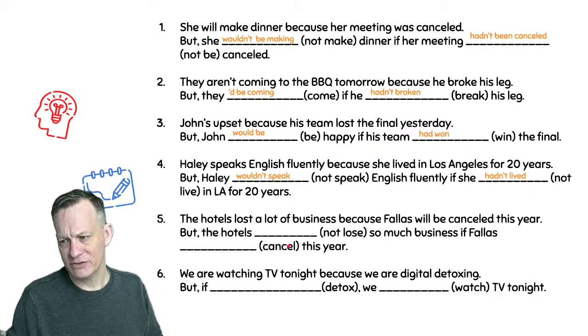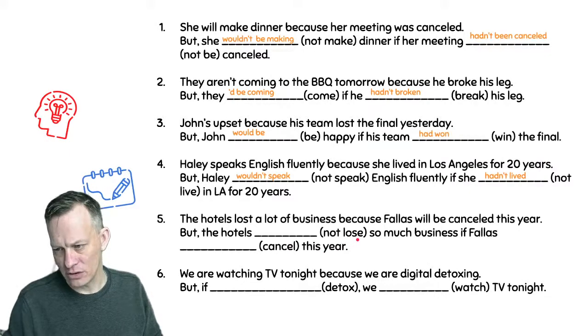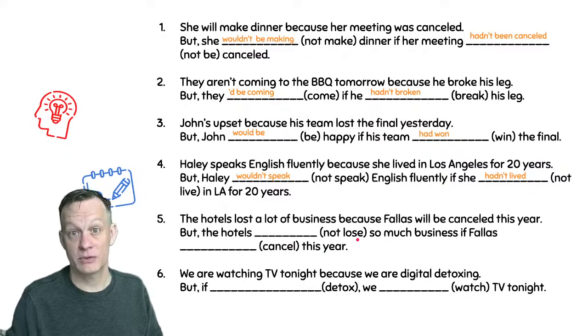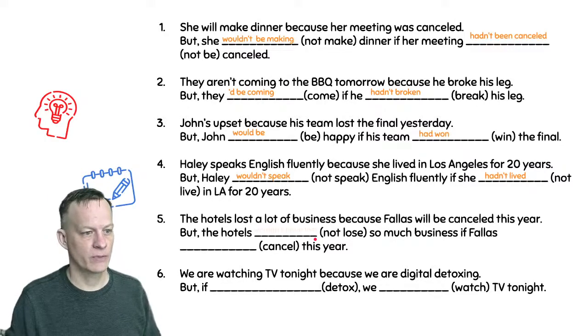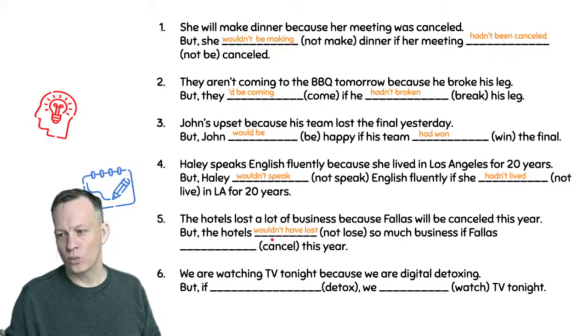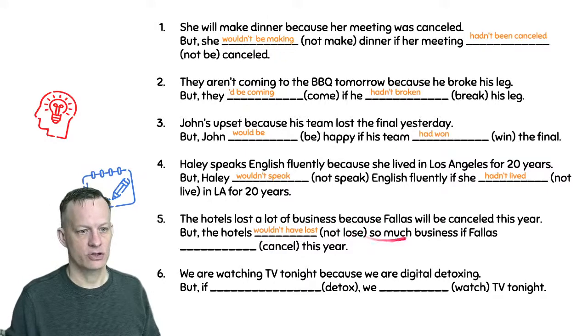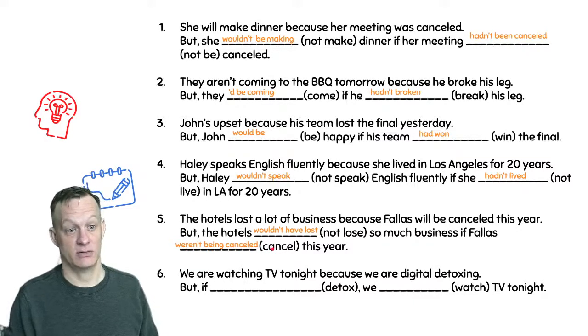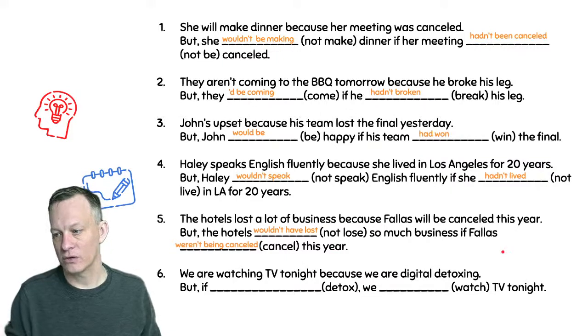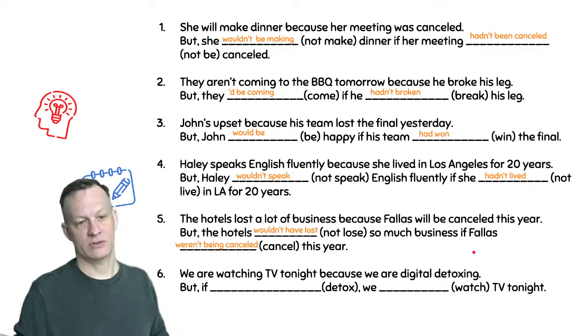Isabel: Would not have lost if Fias were not canceled this year. Wouldn't have lost. Okay, so the participle of lose is lost, Enrique, if they hadn't been canceled. Let's see. Okay, so hadn't been is the past. We need the future. The hotels wouldn't have lost so much business if Fias weren't being canceled. But it is being canceled. Or you can also say, if it were not canceled this year, that's fine.